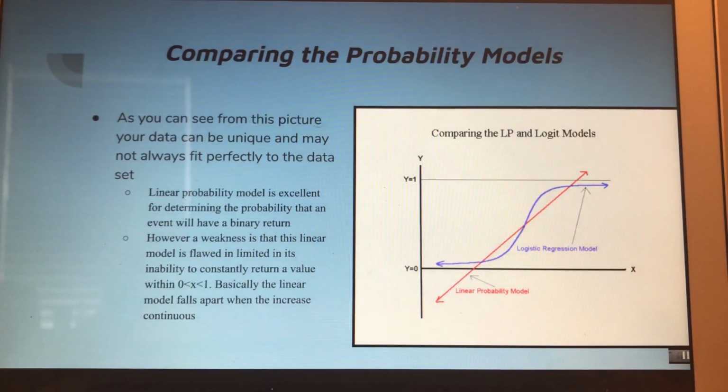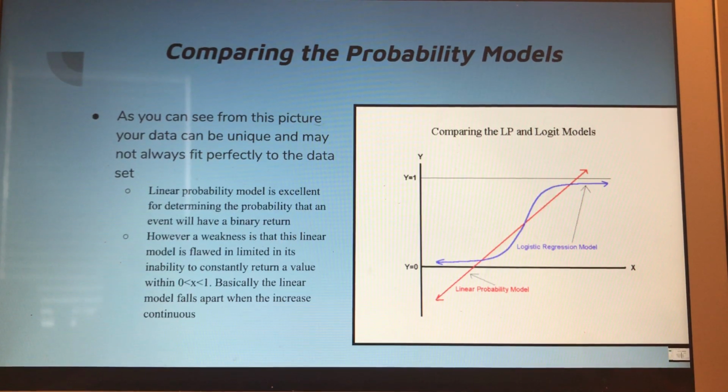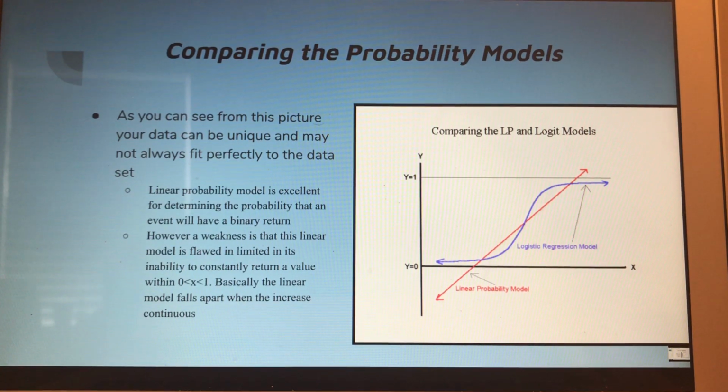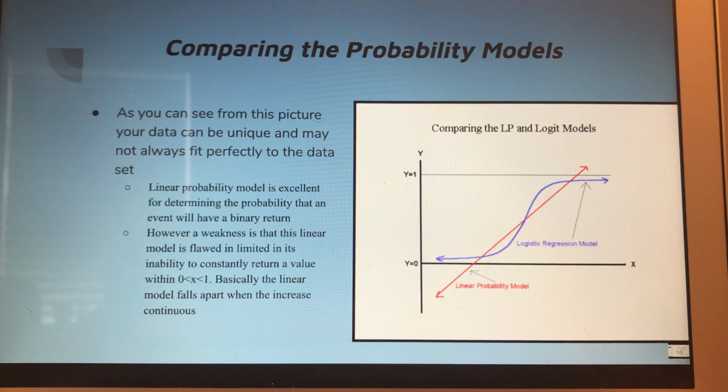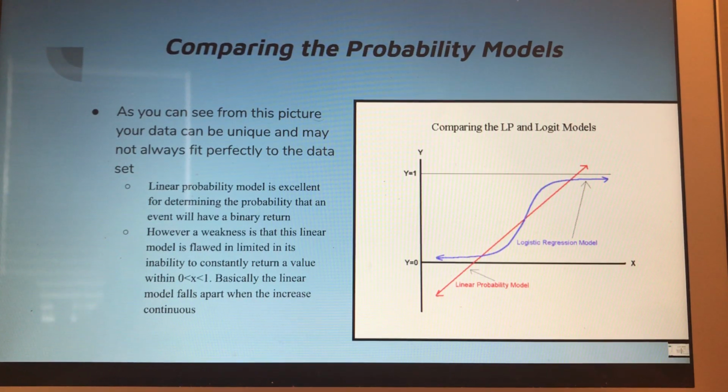So continuing off the comparison, I want to get back more in depth on the linear probability model. So the linear probability model is excellent for determining the probability that an event will have a binary return. So as you can see from this picture, the line will give us a probability of whether or not our return value will be a yes or a no.